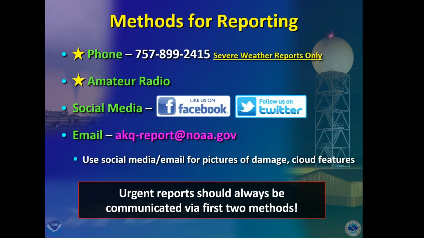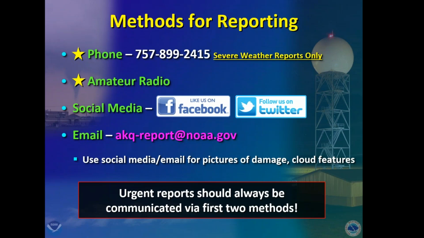757-899-2415. Those are for severe weather reports only, please. If you are going to ask a question about climatology, or if you want to just ask a question about the forecast, we're happy to talk to you. Just call our regular office number, and we can talk with you on that line there. This number is going to be for severe weather reports only.